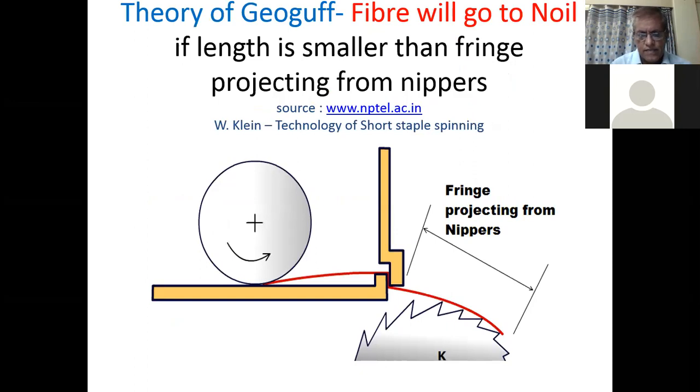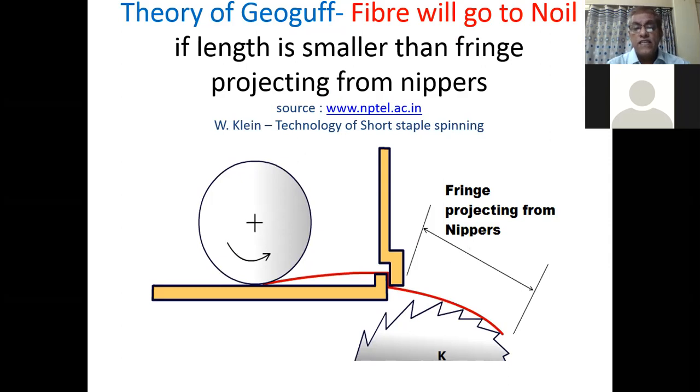In this lecture, we will first of all study how it is decided that the fiber will go to the sliver or the fiber will go to the noil. This theory is explained by the theory of Gegauff, that fiber will go to noil if length is smaller than the fringe projecting from the nippers.